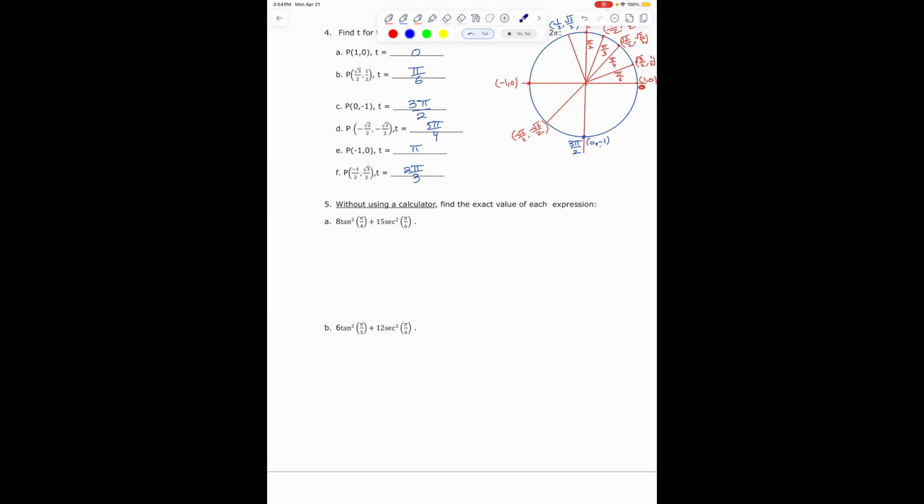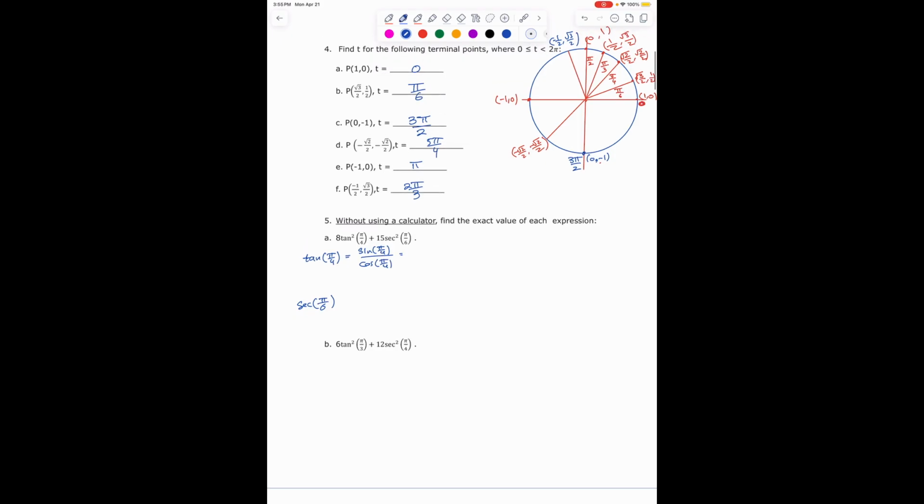So what we need to do is find out the value of tangent pi over 4, and then find the value of secant pi over 6. And then we can plug in the values here and find the answer. Tangent pi over 4 is sine pi over 4 divided by cosine pi over 4, which, if you look at the unit circle, is square root of 2 over 2 divided by square root of 2 over 2, which is equal to 1.